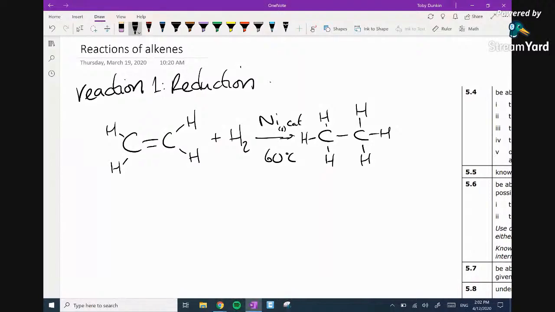Now, that process is called a non-selective reduction. What that means is it is indiscriminate.